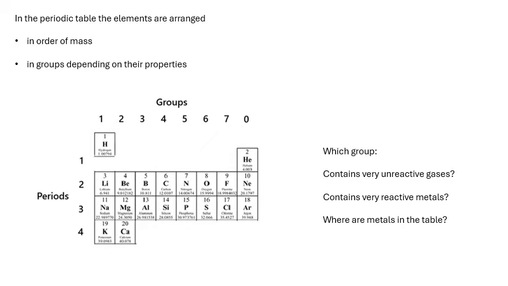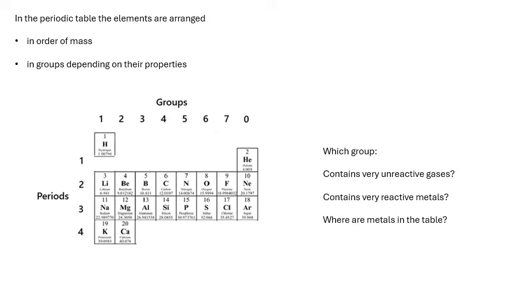I'm sure you know the answers to these questions. Which group contains very unreactive gases? Which contains very reactive metals? Whereabouts are metals in the table? And you know that the unreactive gases are group 0, not group 8, group 0. Yeah, the noble gases. Very reactive metals, we're talking group 1. Group 2 metals are pretty reactive as well, but group 1, lithium, sodium, potassium, rubidium, cesium.